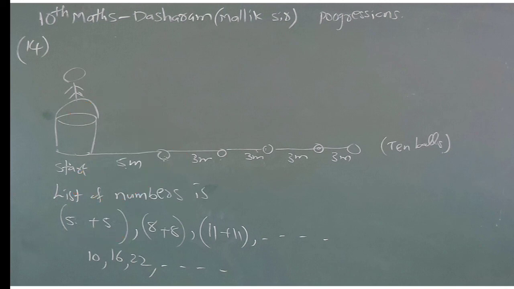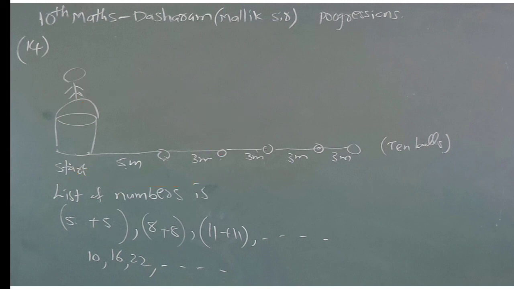Am I right? To drop the second ball, how many meters do you have to travel? From the bucket to the second ball, how much distance? 5 plus 3, 8. From the second ball to the bucket, how much distance? 8, and he dropped it in the bucket. So the second one is 8 plus 8.